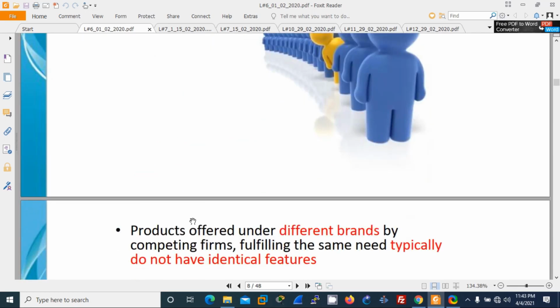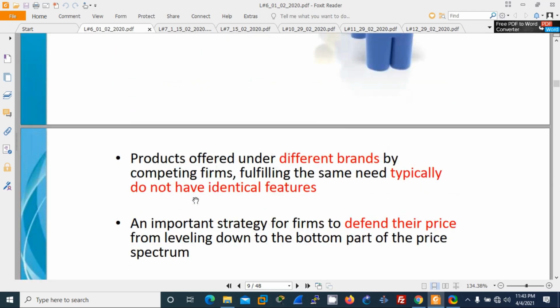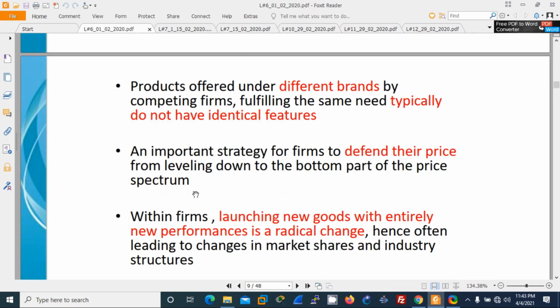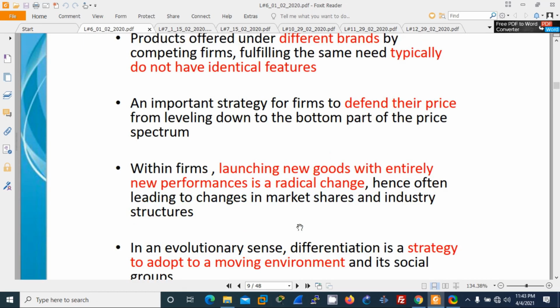There are a couple of reasons that people need to focus on differentiation. Sometimes most of the companies offer the same type of product or services, so in order to compete, you need to change some features in order to outcompete your competitors. And also you need to have a proper strategy of defending against price level decreasing.